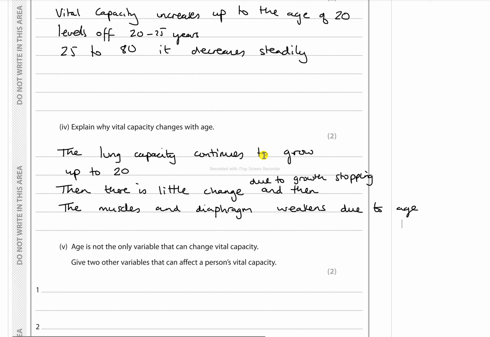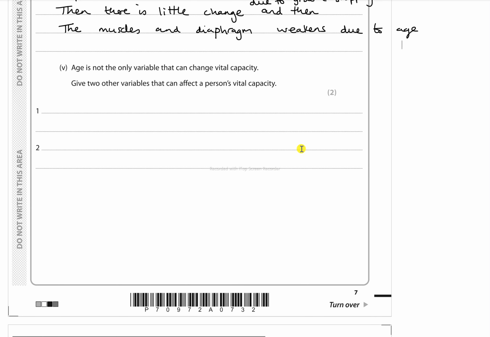Age is not the only variable that can change it: disease, infection, lifestyle choices, and the most obvious one is smoking. That reduces the lung capacity. You could have lung disease, pollution, pregnancy, altitude, as in the area you live in, smoking, and we'll say gender or sex. Okay.